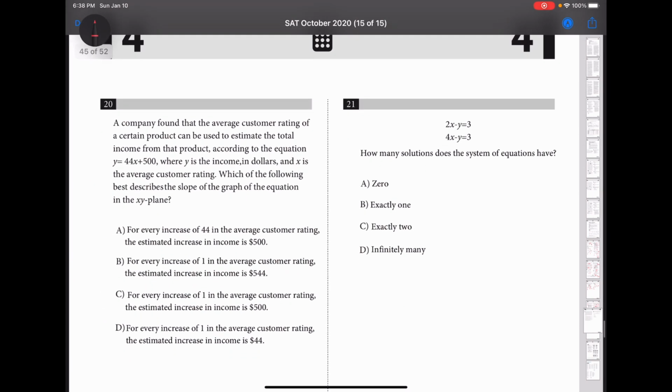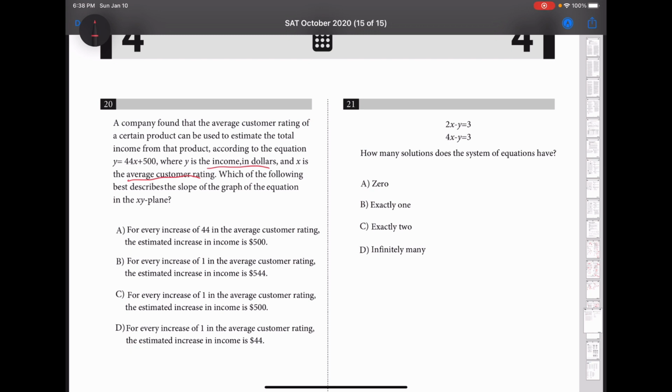Number 20. A company found that the average customer rating of a certain product can be used to estimate the total income from that product according to the equation y equals 44x plus 500. So that's a linear equation. Y is the income in dollars. X is the average customer rating. Which of the following best describes the slope of the graph of the equation in the xy plane?